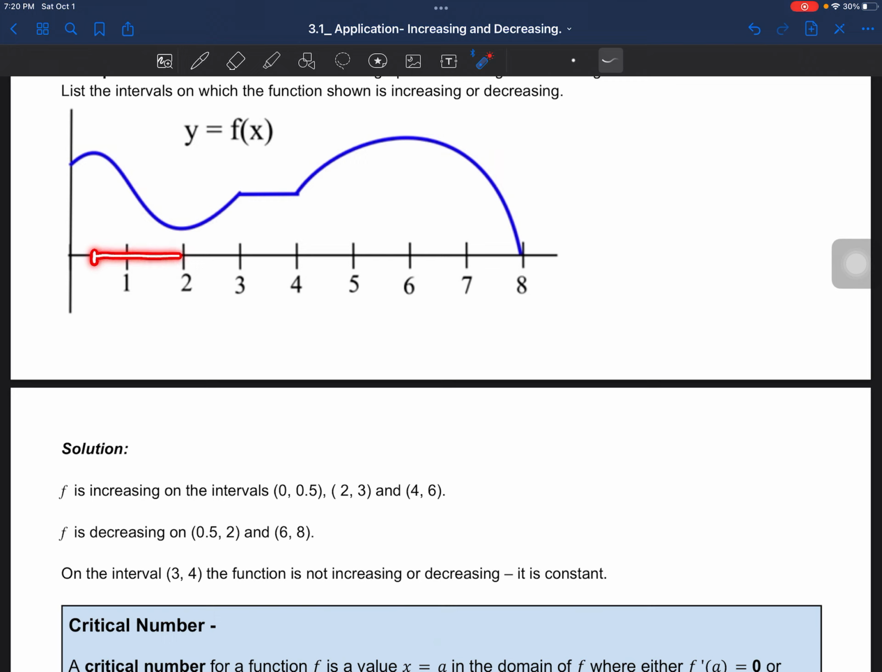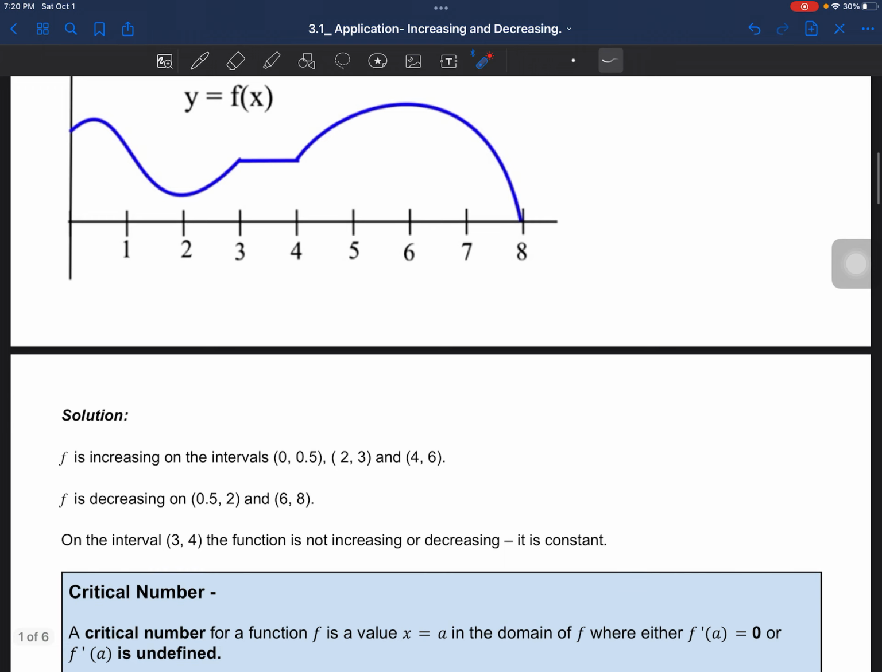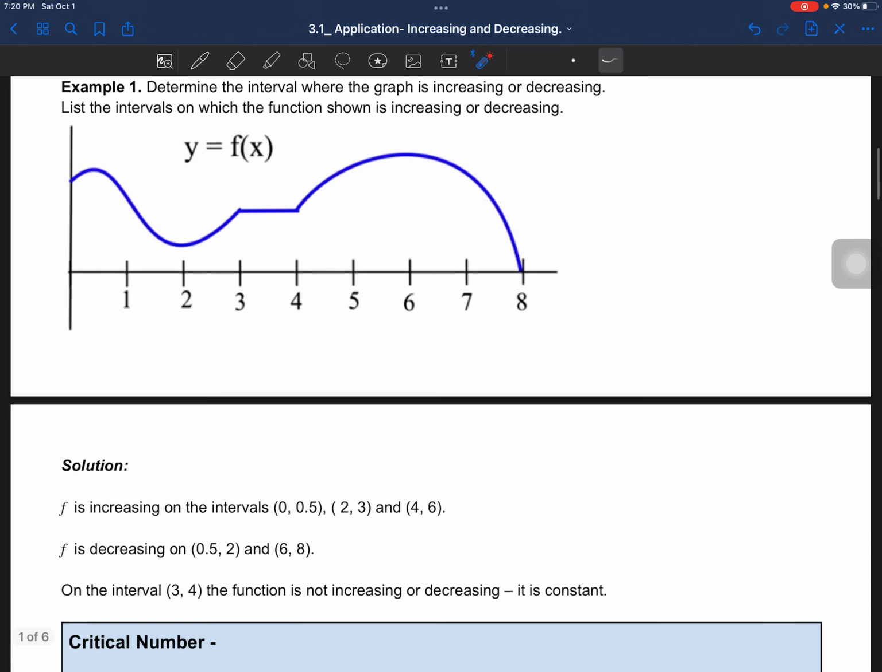With a similar argument, we can say that between 0.5 and 2, the function is decreasing, so the slope is negative. Between those intervals, the function is decreasing. And the same argument follows between 6 and 8. The function is decreasing, right? It's going down. And on the interval from 3 to 4, the function is neither increasing nor decreasing. In fact, it is constant. So we see here that this will be a value of the function where it's constant.